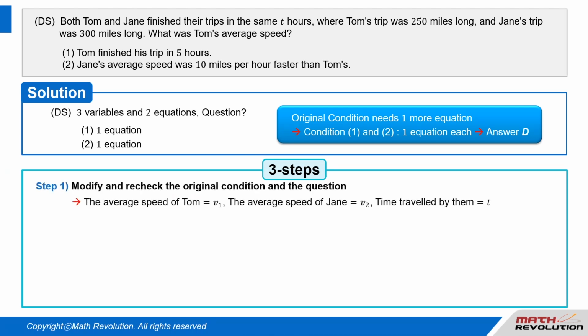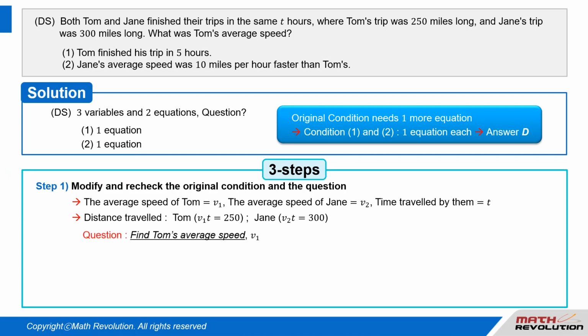Follow the first step of the variable approach by modifying and rechecking the original condition and the question. Let the average speed of Tom and Jane be v1 and v2. Let the time they traveled be t. The distance traveled by Tom is v1 times t equals 250, and the distance traveled by Jane is v2 times t equals 300. We have to find Tom's average speed, the value of v1.